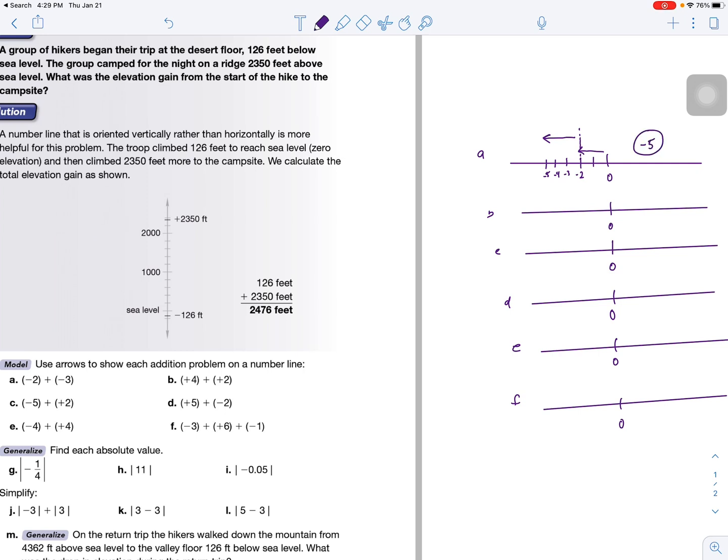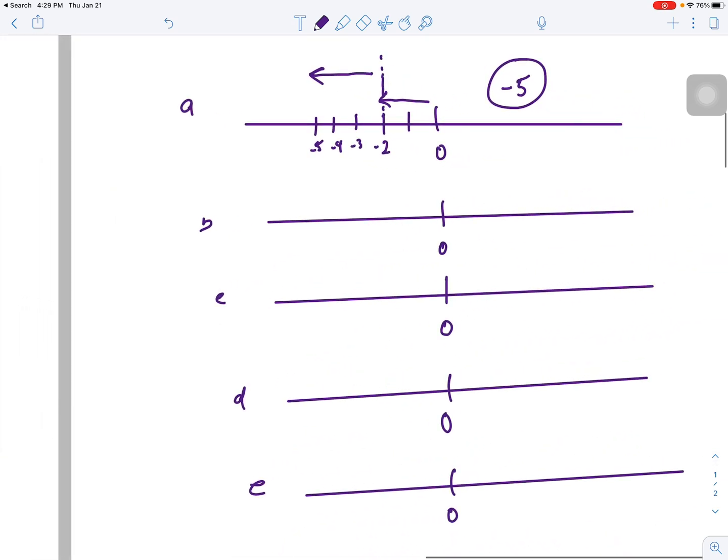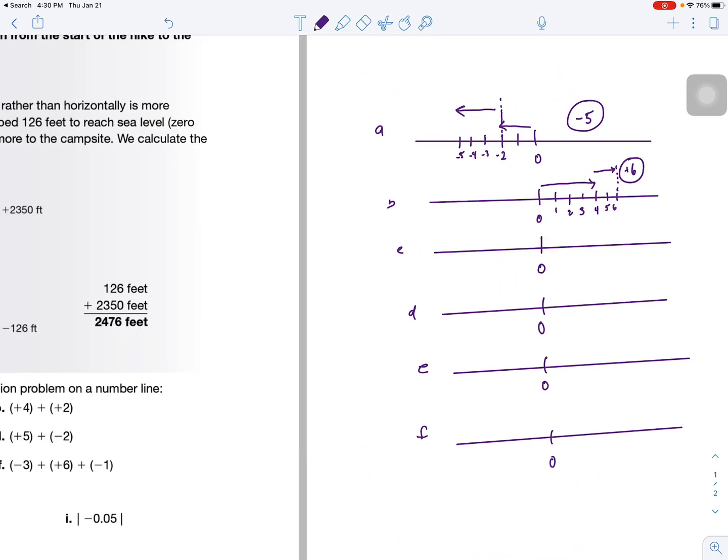All right, so B says plus 4 plus positive 2. So here we go. 1, 2, 3, 4. So we've gone from 0 all the way to plus 4. And now we're going to add another 2, two more positive numbers. So 5 and 6. So now we add our 2 positive numbers, and we come down here. Our answer is positive 6.